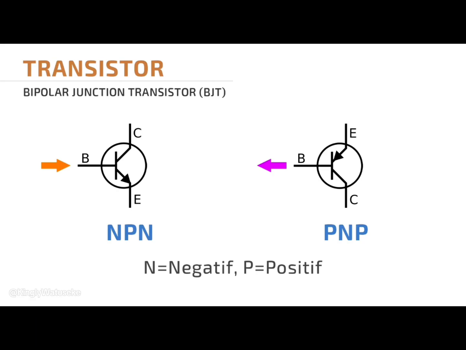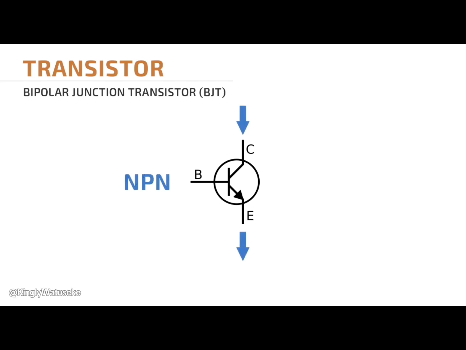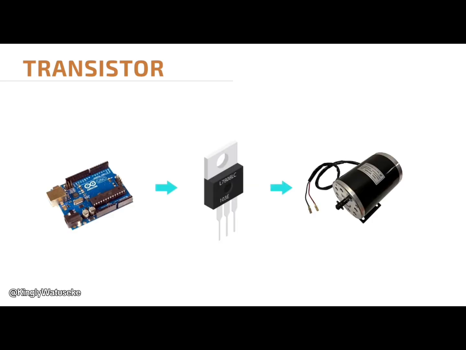In an NPN transistor, the collector leg is the leg that receives the current. Then the emitter is where the current comes out, and the base is the switch. By analogy, the base is our finger when we turn on the light with the switch. Because the transistor is a switch, the transistor is used for digital use.